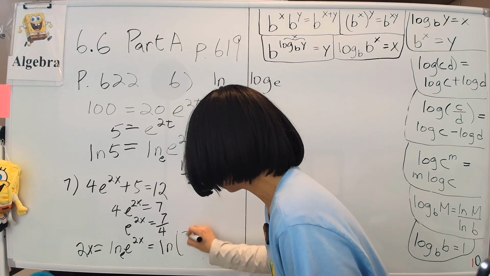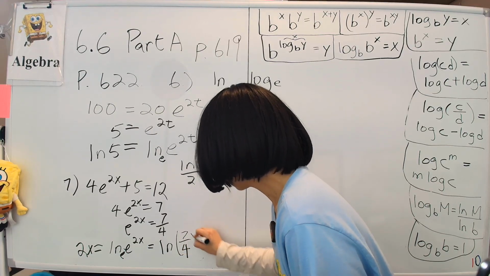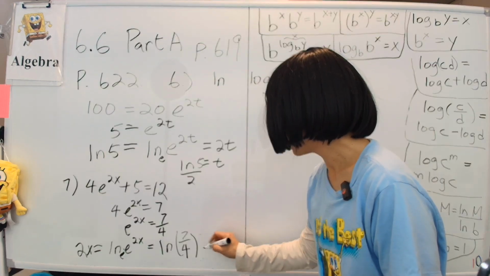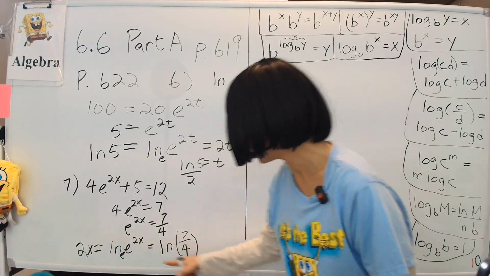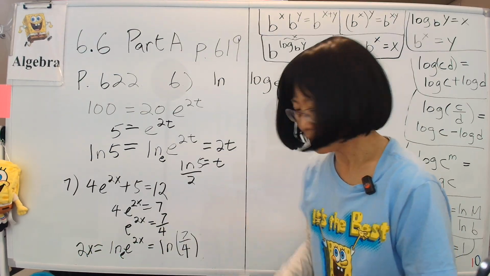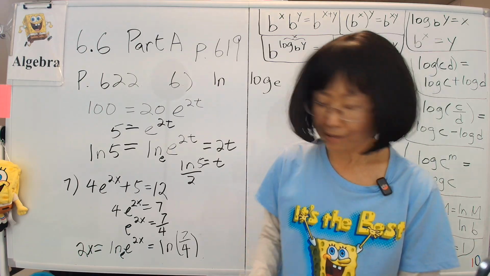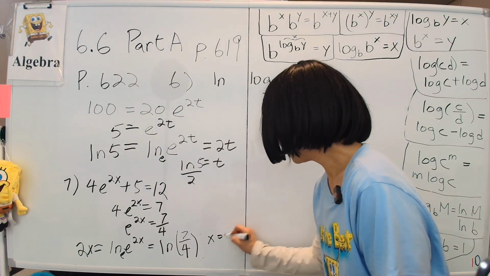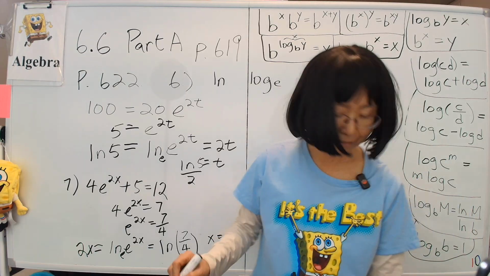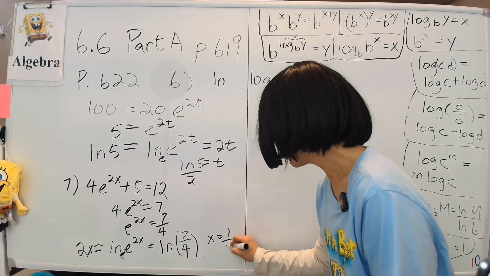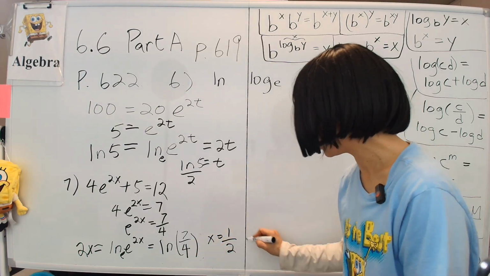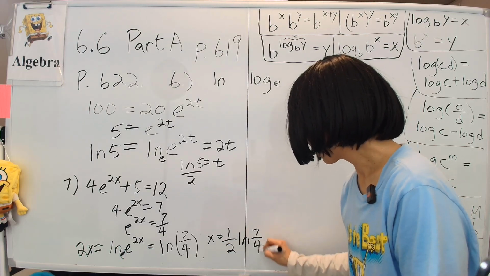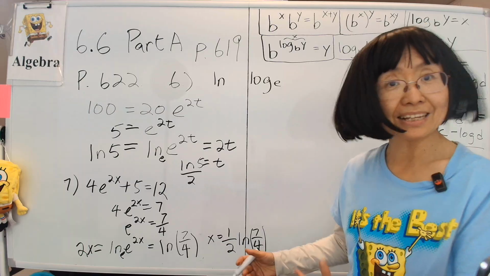Natural log of 7 over 4. Okay, so that is equal to 2x. So x is then equal to, just push the 2 under this whole deal. I'll write it the way the book writes it, which is 1/2. So the 2 is under the division line, and natural log of 7 over 4 in parentheses, and that is the answer.